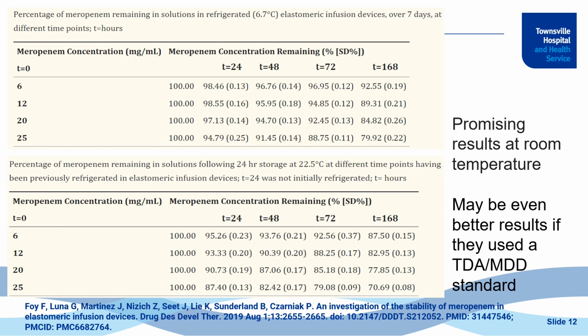What they found, and if you look at the top table, that was purely looking at up to 7 days only refrigerated. From the 6 to 25 milligrams, and quite a lot of those dosages, if you look at the 3-day column at T equals 72 hours, 3 out of the 4 concentrations still had over 92% and above. So that's a great starting point for Meropenem, considering we know that we're probably not going to get this 7-day stability with elastomeric runouts after it, that whole gold standard we would like. But certainly, maybe we can order in batches of 2s and 3s or something like that, and have that option.